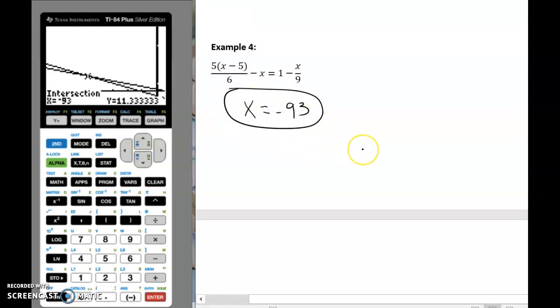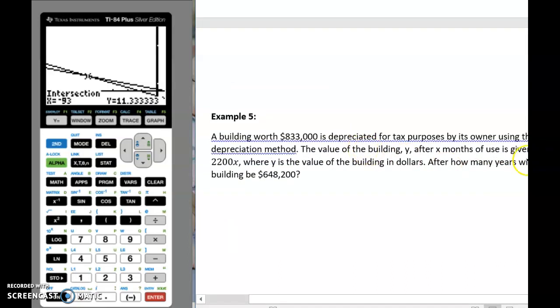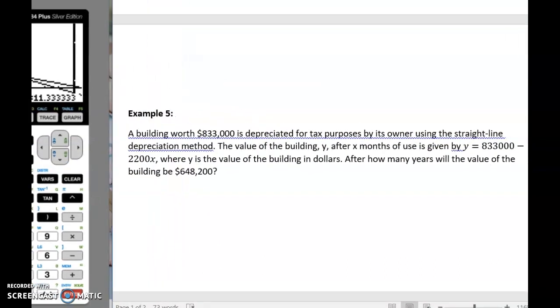Okay, so last example. A building worth $833,000 is depreciated for tax purposes by its owner using the straight line depreciation method. The value of the building y after x months of use is given by the equation y equals 833,000 minus 2,200 times x, where y is the value of the building. After how many years will the value of the building be $648,200?